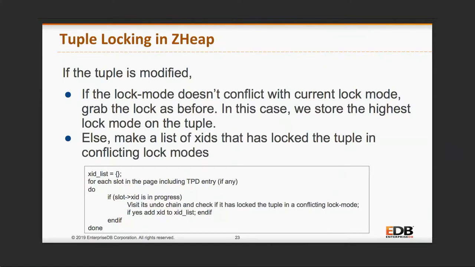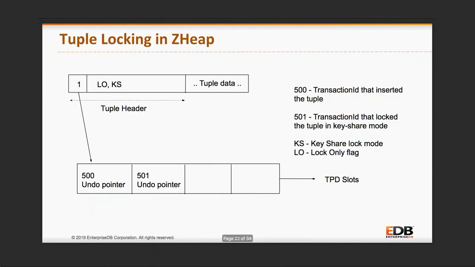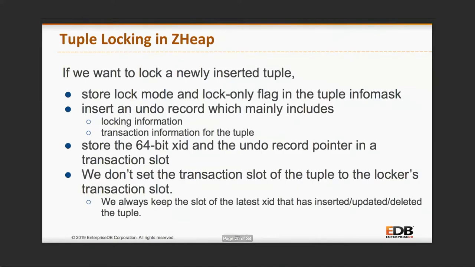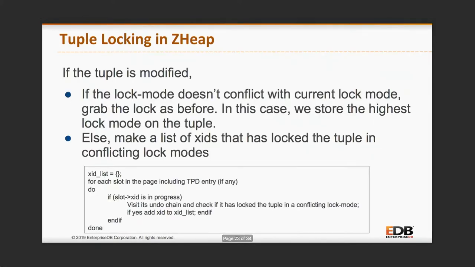We just have to set the strongest lock on the tuple, right? And of course, like the previous way, we can insert an undo record and do the rest. So there is no special handling when it does not conflict. But whenever it conflicts, we actually have to make a list of the conflicting XIDs. So how do we do that?